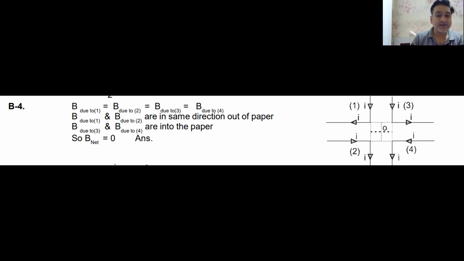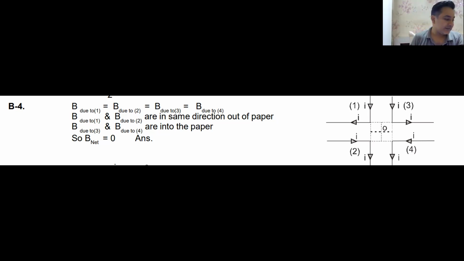See, look at the vertical wires. They are in the same direction. The vertical wires on the left hand side will create field outwards. Yes or no? Yes, sir. But the vertical wires on the right hand side will create field inward. It cancels. Then the horizontal wires on the top will create field outwards.